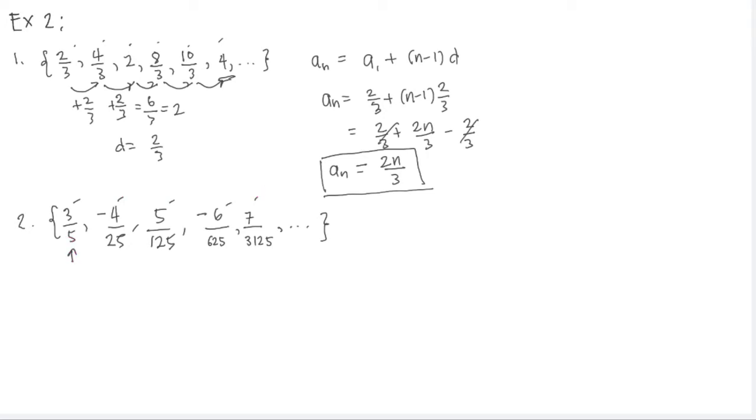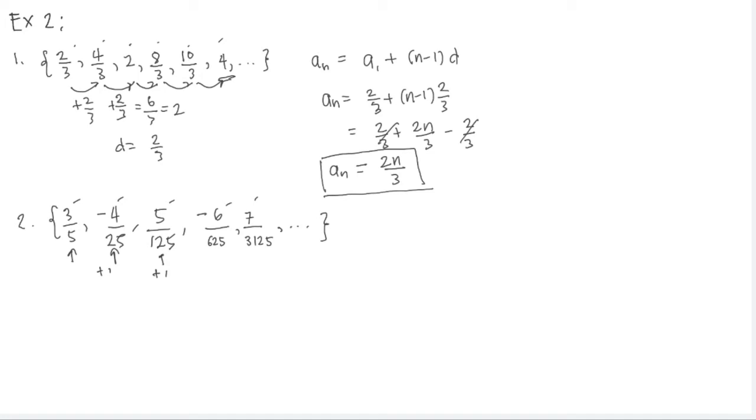So the first term is 3. This is the second term. So you get the next term by just adding 1. So the numerator is determined by adding 1 plus 1. Again, we're disregarding the algebraic sign first.